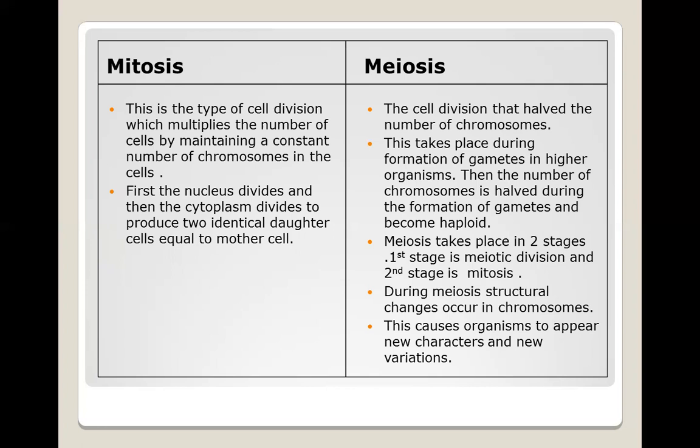And now we will know about meiosis, the cell division that halves the number of chromosomes, and this takes place during formation of gametes in higher organisms. The number of chromosomes is halved during the formation of gametes and they become haploid. Meiosis takes place in two stages. The first stage is meiotic division, and the second is mitosis. During meiosis, structural changes occur in chromosomes, and this causes organisms to show new characteristics and new variations.